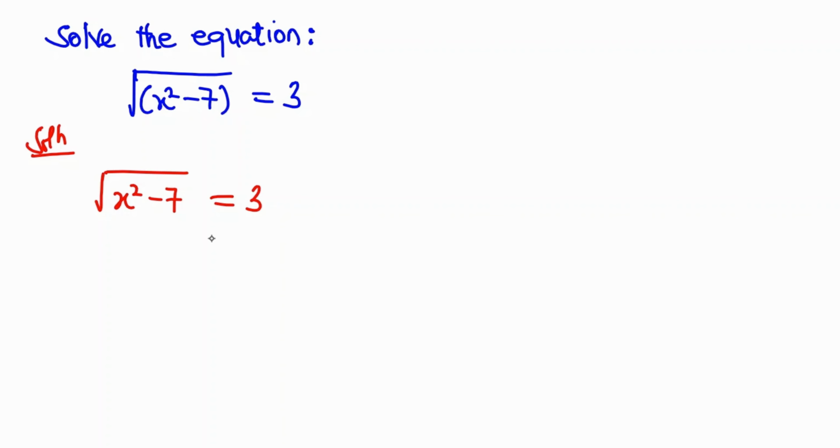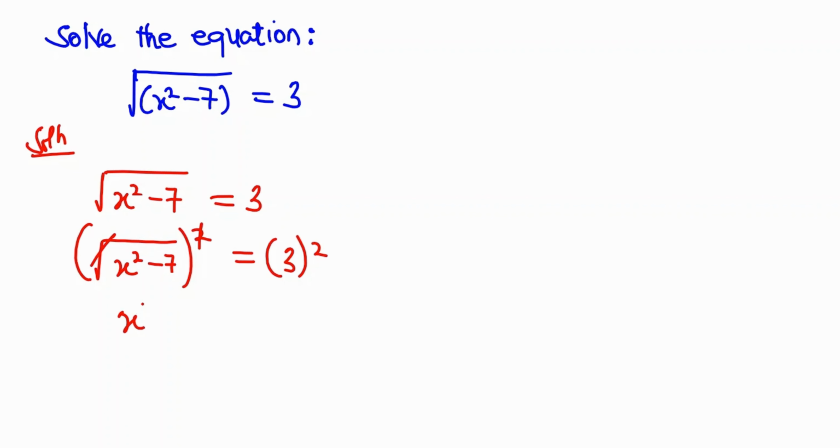If this is done, we proceed by squaring both sides in order to do away with the radical sign or the square root here. So here we write our square root of x squared minus 7, and then we square both sides of the equation. Now we can see that the 2 will cancel the square roots, and then we will be left with x squared minus 7, which is equal to 3 squared, which gives us 9.